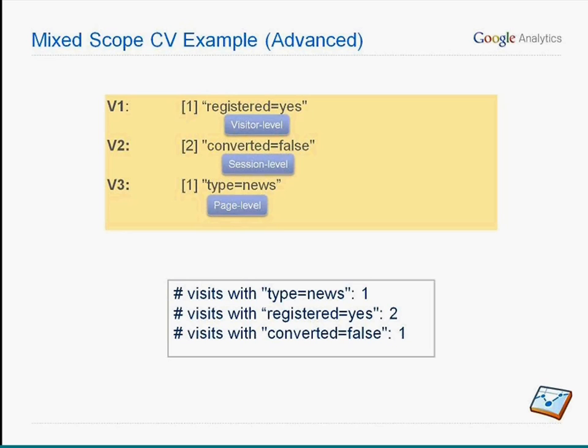The number of visits where type equal to news is 1. Visits with register equal to yes is 2. It is 2 because visit 1 and visit 2 are both register equal to yes at slot 1. Finally, converted equal to false is 1 because that is the only session that exists.